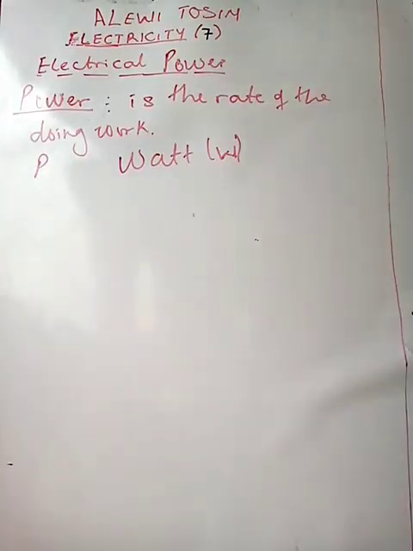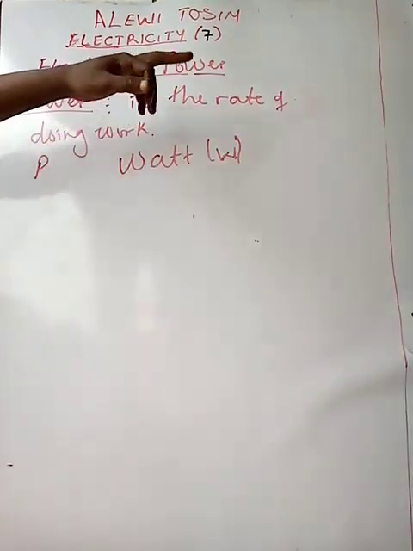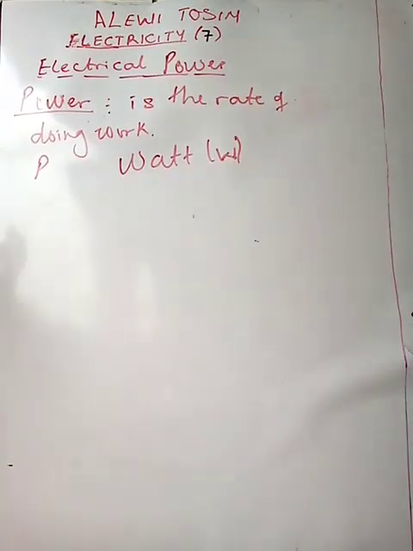Power is measured in what? In watts, just like electrical energy is measured in joules. So we say power is the rate of doing work. So we said it is measured in what? Watt, and is denoted by P.